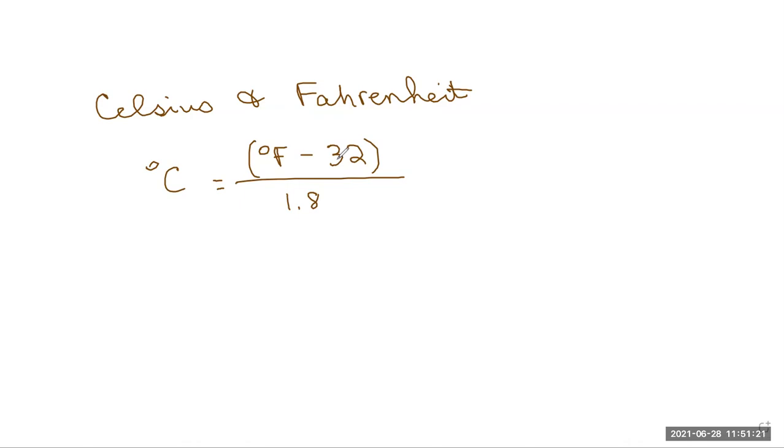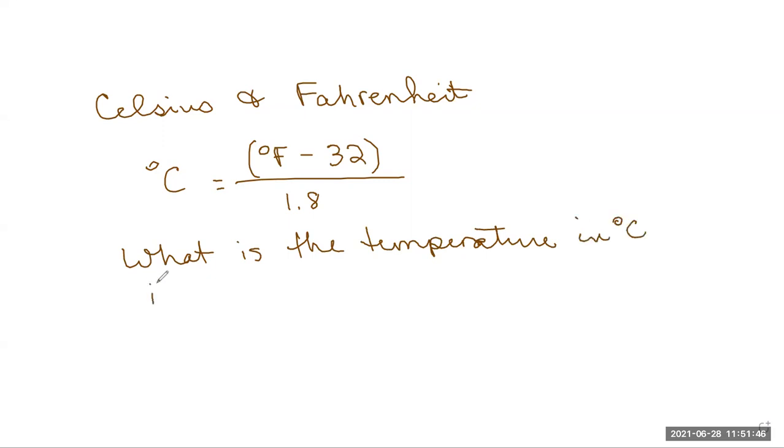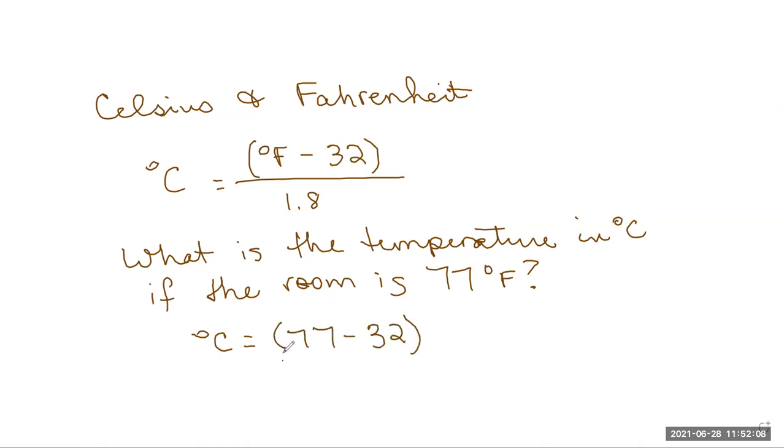So let's check it, and get my calculator. What is the temperature in degrees Celsius if the room is 77 degrees Fahrenheit? We know that degrees Celsius is equal to 77 minus 32 divided by 1.8. I'm going to do this in two parts. 77 minus 32, because that's subtraction, so it's going to be 45.